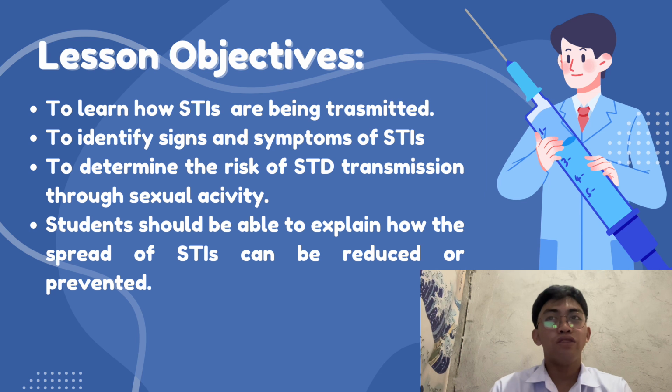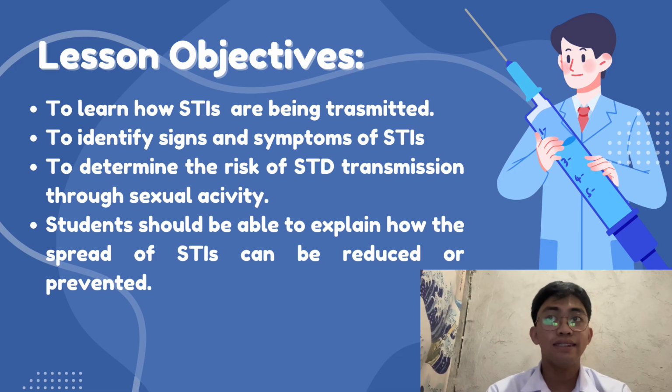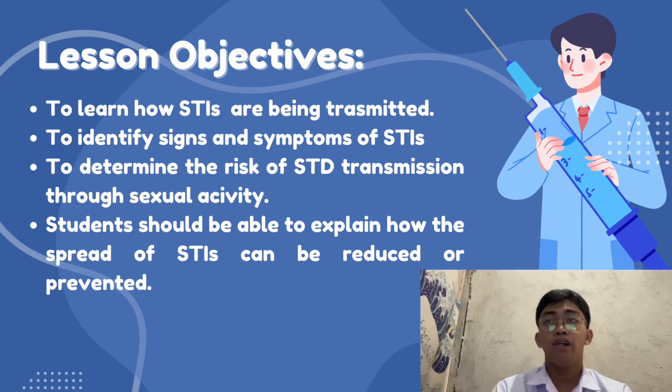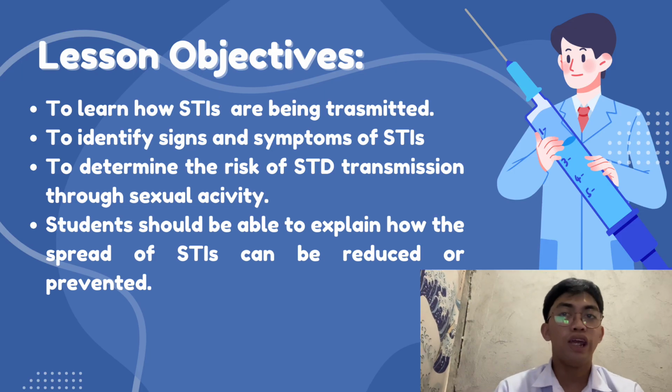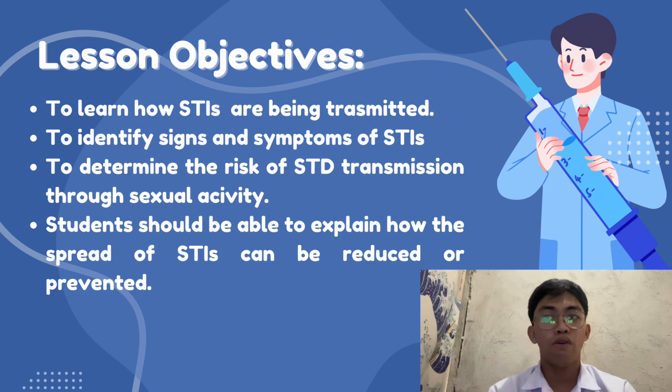Let's move on to the lesson objectives. The first one is to learn about STIs and how STIs are transmitted, to identify signs and symptoms of STIs. The third one is to determine the risk of STI transmission through sexual activity. And the next one is that students should be able to explain how the spread of STIs can be reduced or prevented.